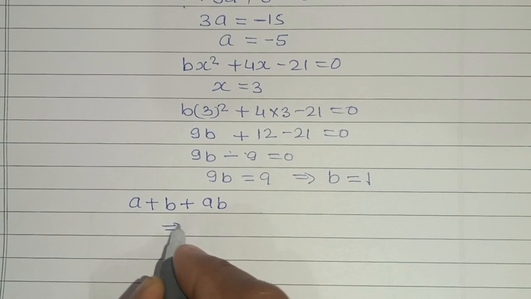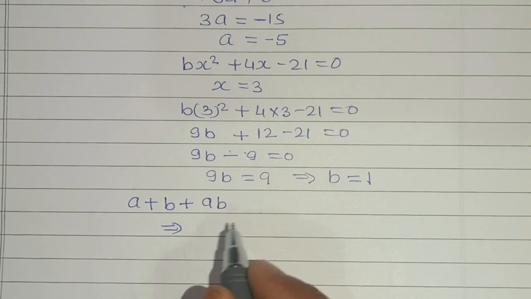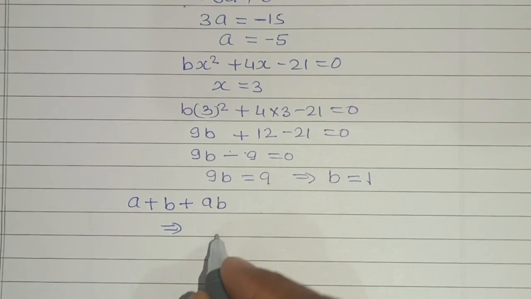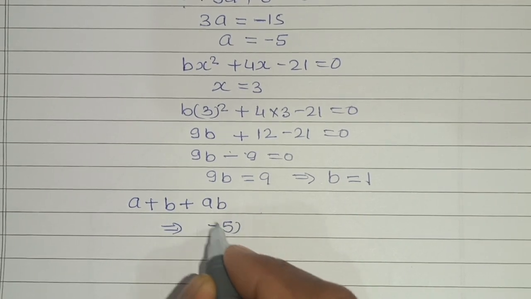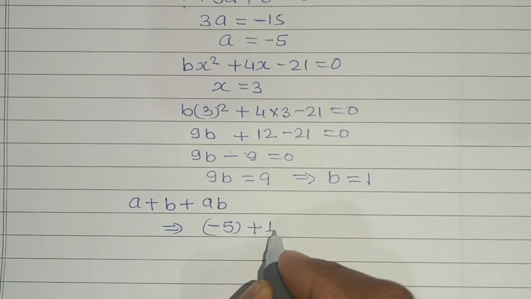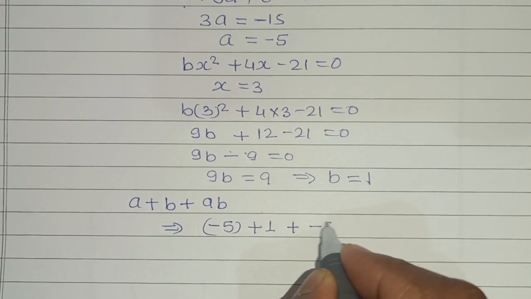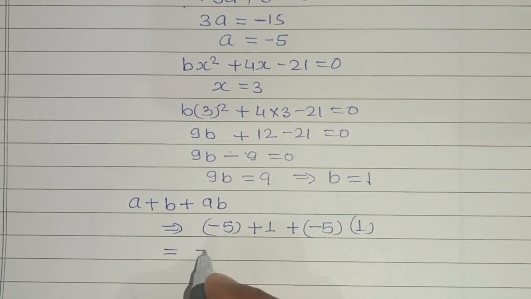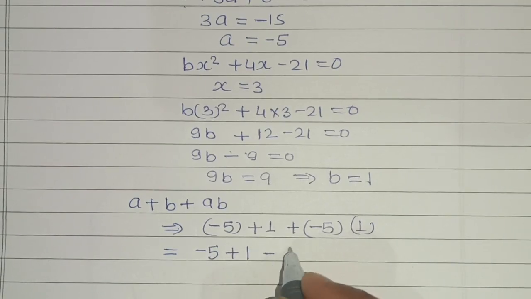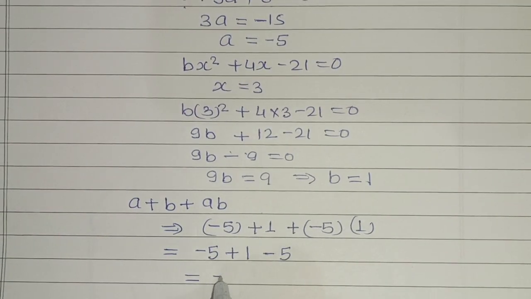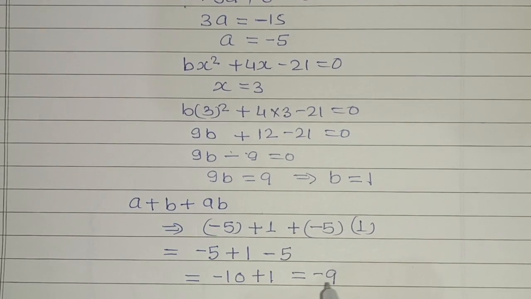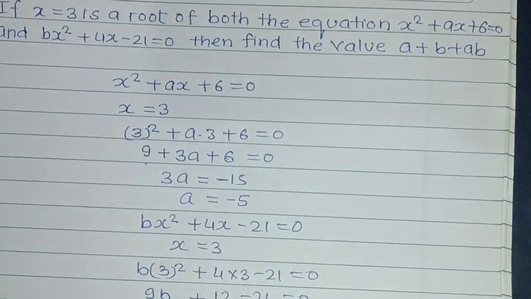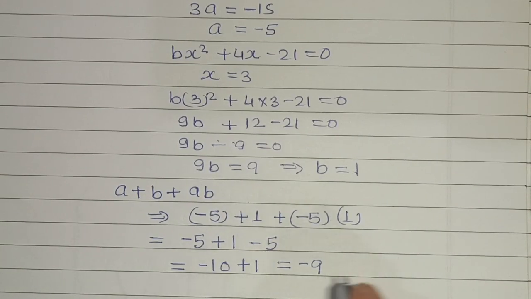So putting the value of a and b in this expression, we will get the answer. a is equal to minus 5, b is 1, plus ab, that is minus 5 into 1, that is minus 5. So that is minus 5 plus 1 minus 5, that is minus 10 plus 1, that is minus 9. This is your answer.